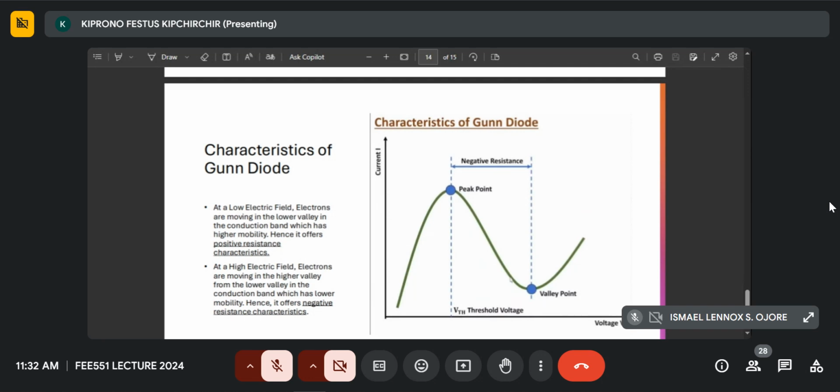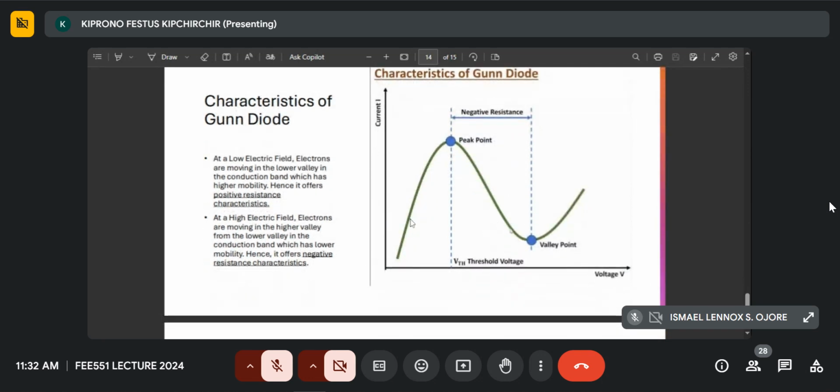In the lower valley, we had high mobility. That's why we had more carriers moving, and if more carriers are moving, then current is high. But in the upper valley, due to low mobility, the electrons are not moving as much as compared to the lower valley. That's why we have reducing current, and for the V equals IR relationship, we see that current will be decreasing. This is exactly what is being shown here.